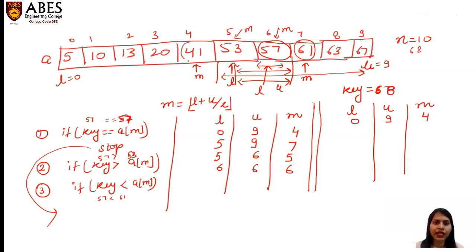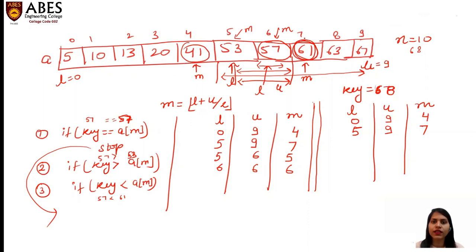So the first time the middle element is this, right? We check that the 68 we are searching for is greater than 41, right? So we have to shift the lower value. Lower value will be m plus 1, so L will be 5. U will remain 9. Again, the middle value is 7, right? Next time, the middle element is 61.